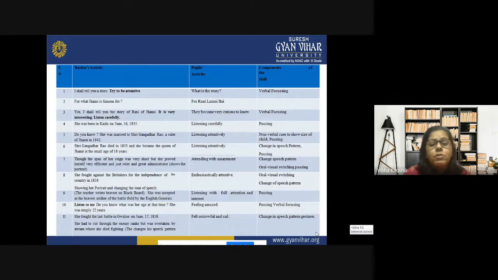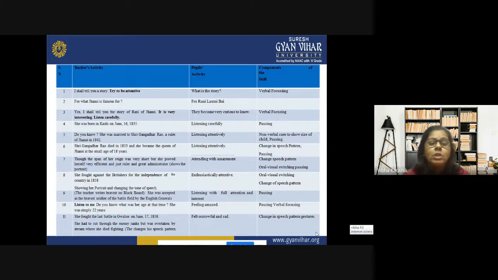The teacher writes "bravest" on the blackboard. She was accepted as the bravest soldier of the battlefield by the English journals. Listening with full attention and interest. The component that was used is pausing. Listen to me. Do you know what her age was at that time? She was simply 22 years. Feeling amazed, pausing, verbal focusing.